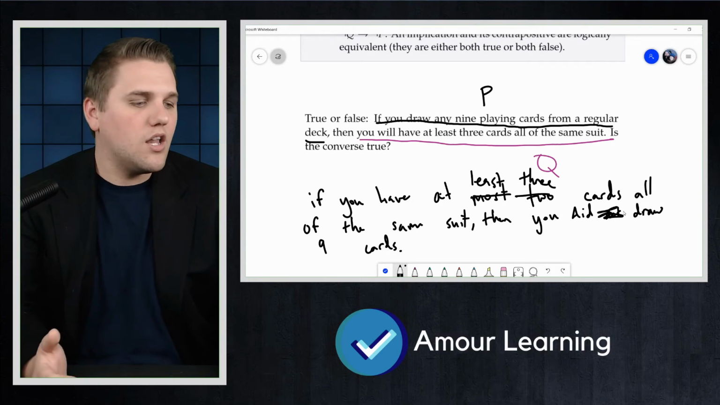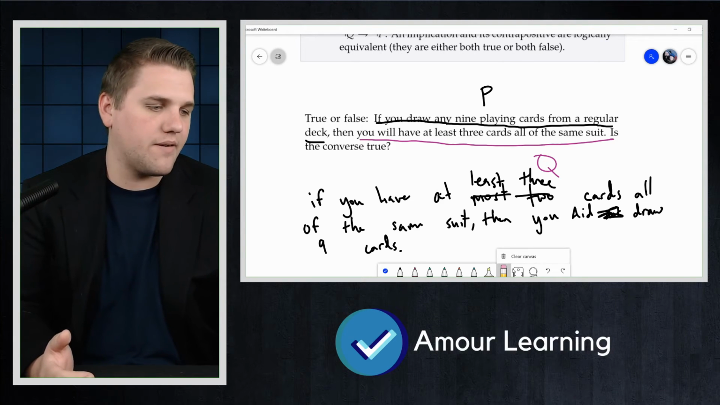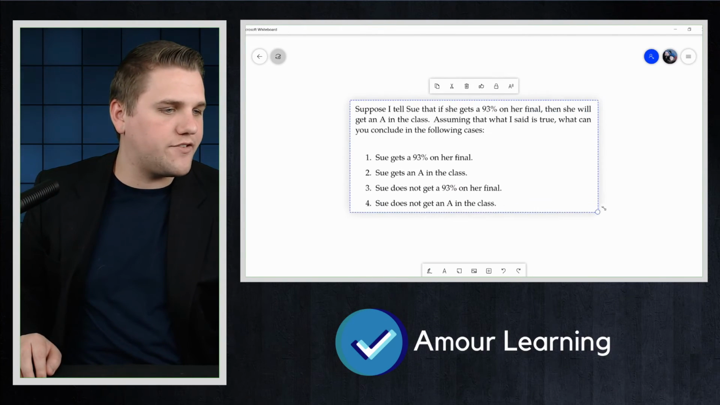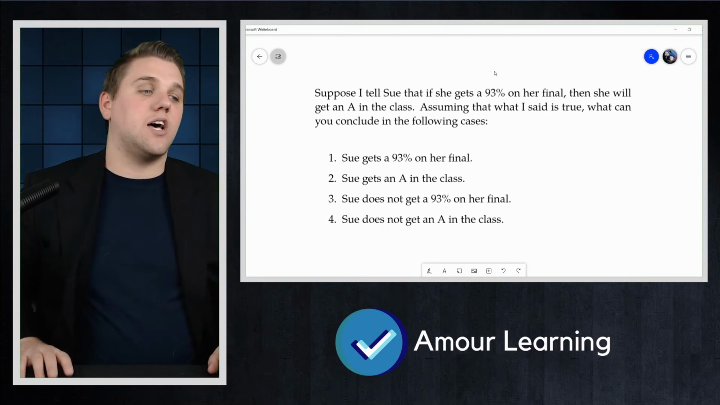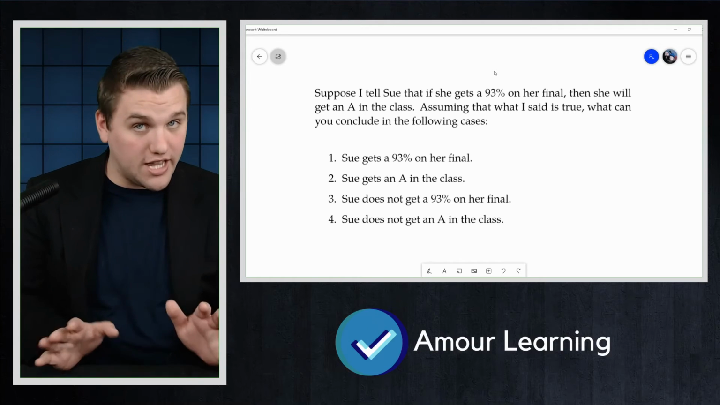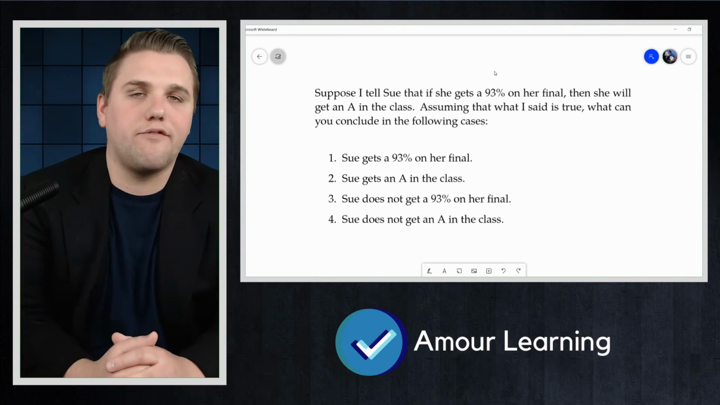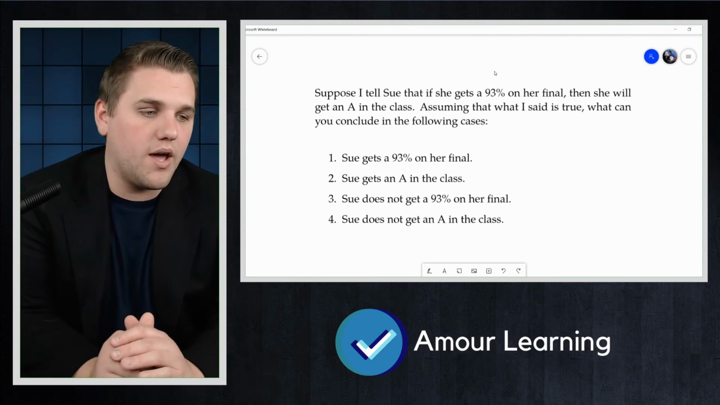So understanding converses and contrapositives can be really helpful, and they can help understand implications and their truth values. Let's do one more example together. Suppose I tell Sue that if she gets a 93% on her final, then she will get an A in the class. Assuming that what I said is completely true, what can you conclude in the following cases? Let's start with number 1.